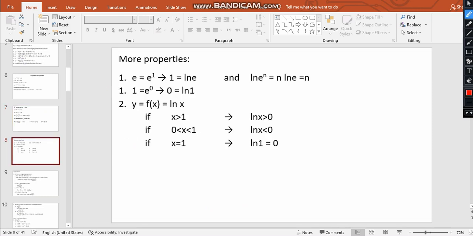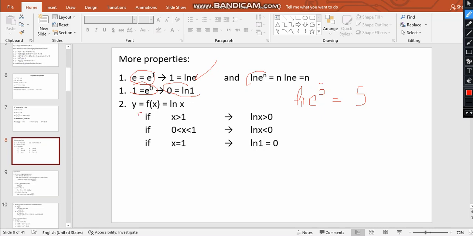More properties, as I told you before. Ln e is 1. Ln e power n is n ln e, and since ln e is 1, it is n. In ln e power 5, it's 5 ln e, and ln e is 1, so it's 5. Ln 1 is 0. Why? Because 1 equal e power 0. If you take the inverse, 0 equal ln 1.